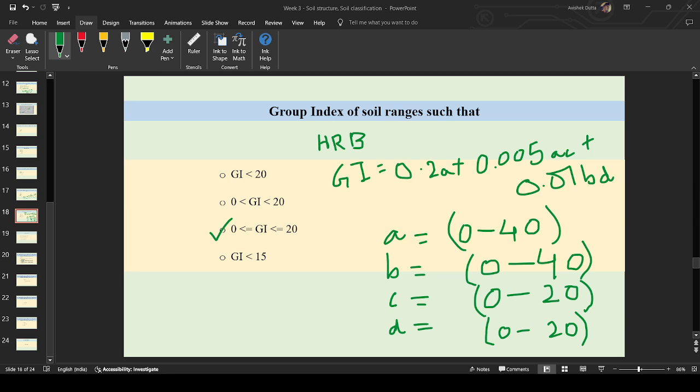So now the next question was on the activity. What is activity of clay? Water holding capacity. Yes, very good. So the degree of disturbance due to remolding, what is it called?